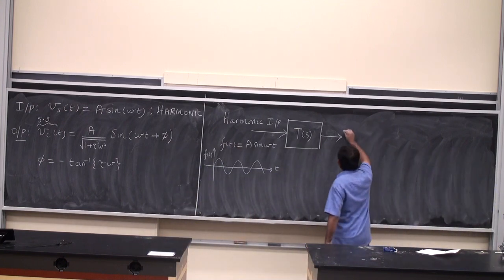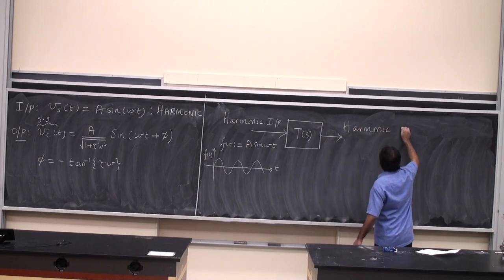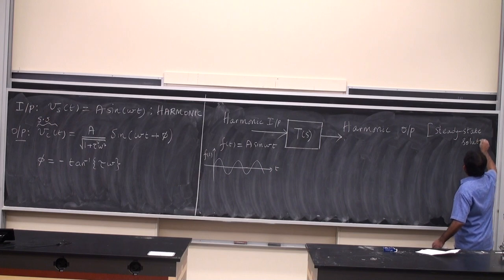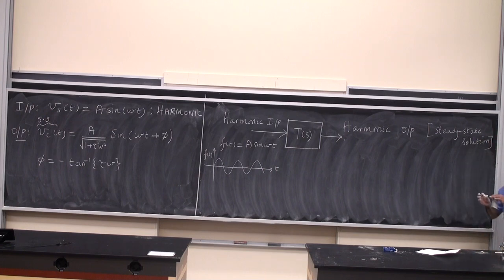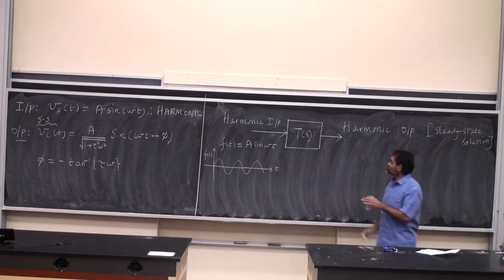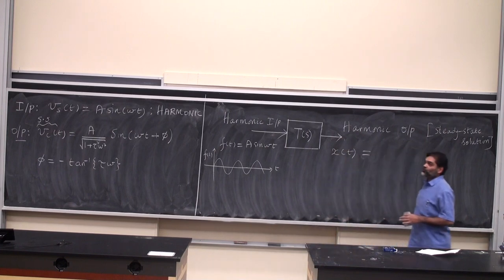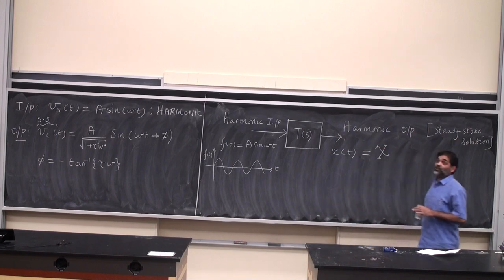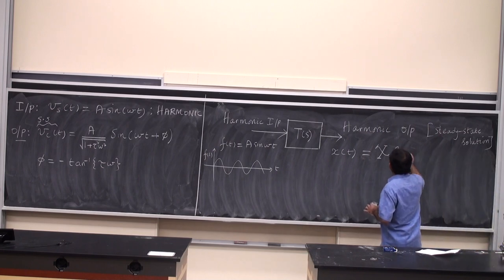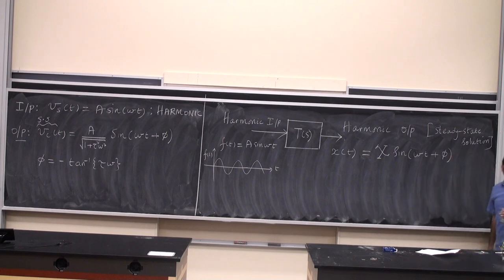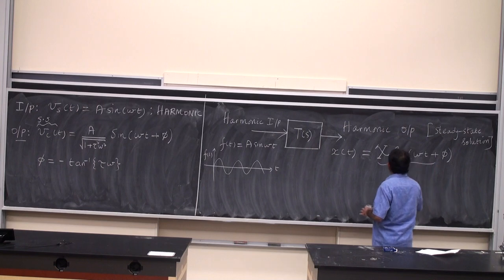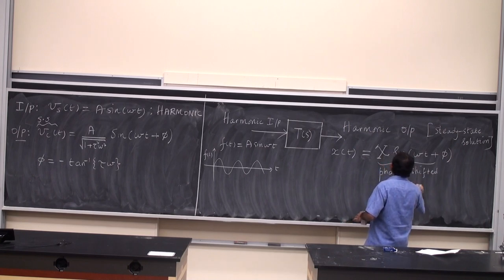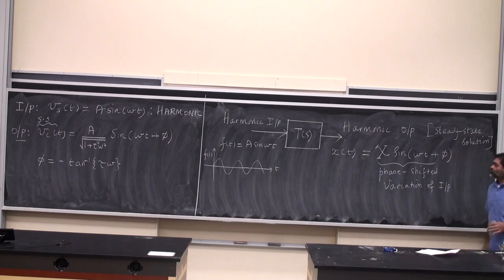My output is also harmonic. Steady state solution. And the nice thing is the output takes on a form that is very similar to the input. So I would say, here is my output x of t, is some magnitude. That's not in the Laplace domain, it is some magnitude multiplied by the same input signal with a shift in the phase. Okay, so this is a phase shift variation of the input. And capital X is the magnitude.